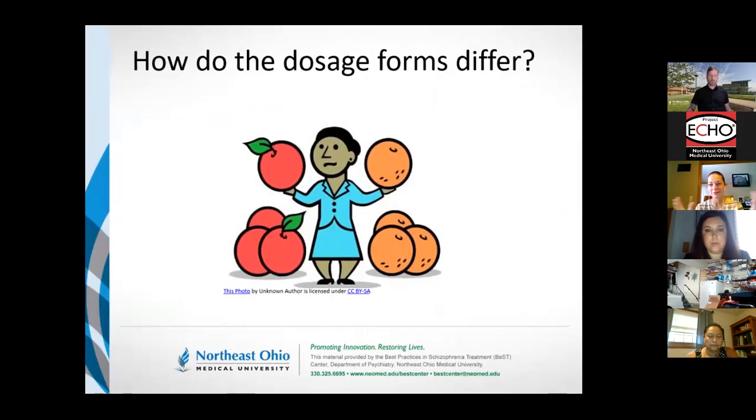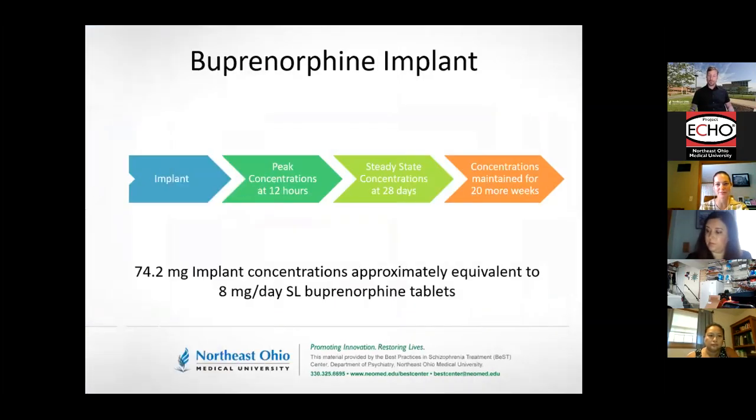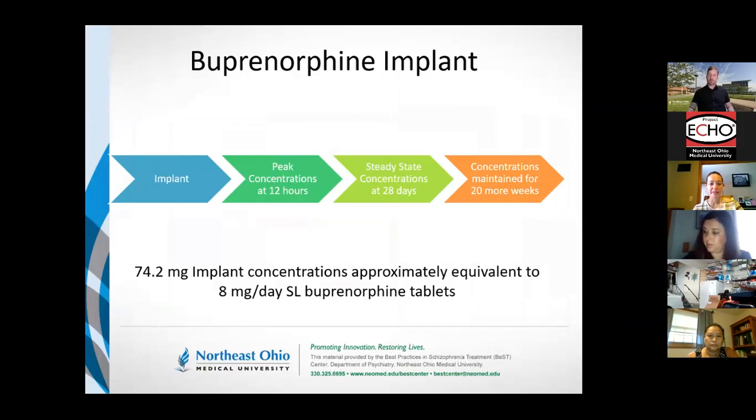So recognizing that we've got some options, how do they differ? What are the differences that we see between these agents? For the buprenorphine implant, even though there are rods that need to be surgically implanted, they start to release right away. Once they're in place, they will release medication. So we see peak concentrations at 12 hours. Within that first day after they're placed, they can see pretty significant plasma concentrations.